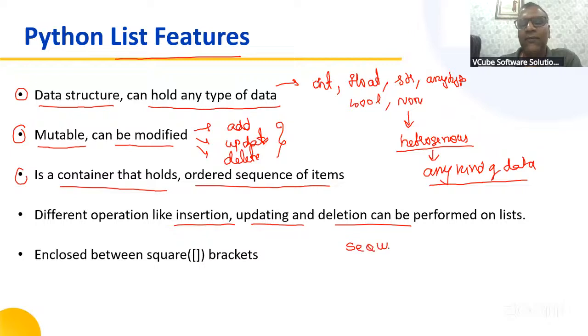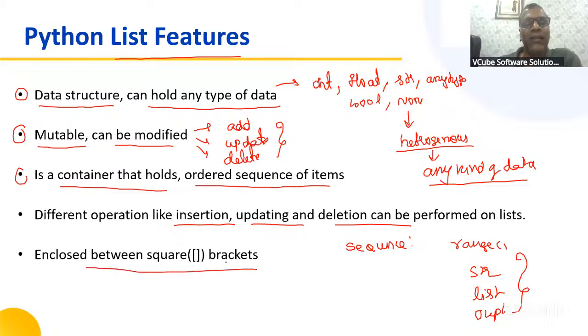Sequences are of four types. The first one is the range function, the second one is the string object, the third one is the list object, and the fourth one is the tuple object. These four objects are stored sequentially. And in order to create a list object in Python, we have to use square brackets.